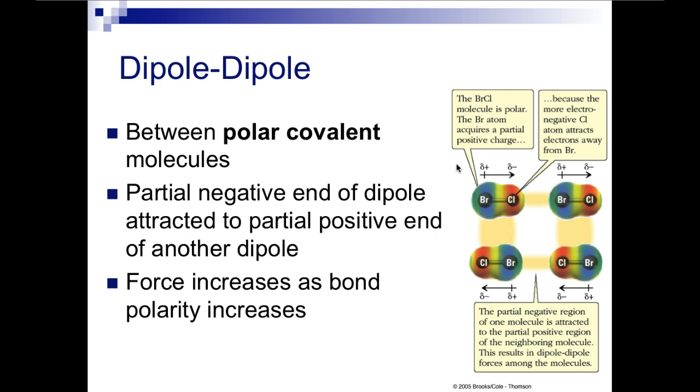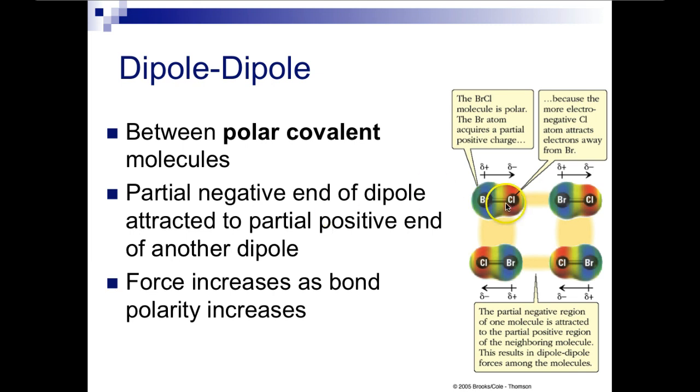Dipole-dipole exists between polar covalent bonds. That is because, remember, when we talked about something that is polar covalent, there is an unequal sharing of electrons. So one element in that bond is going to want electrons more than the other. It's going to take the electron density away from the other one, making it have a partial positive and a partial negative. So the partial positive end of the dipole is going to be attracted to the partial negative end of another dipole.